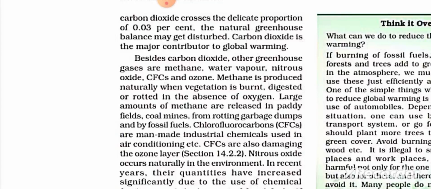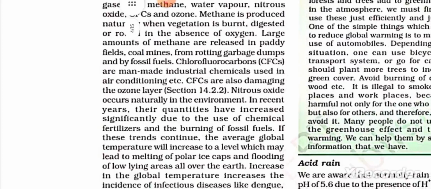Methane is produced naturally when vegetation is burned, digested or rotted in the absence of oxygen. Larger amounts of methane are released in paddy fields, coal mines, rotting garbage dumps and from fossil fuels. Chlorofluorocarbons are industrial chemicals used in air conditioning. CFCs are also damaging the ozone layer.